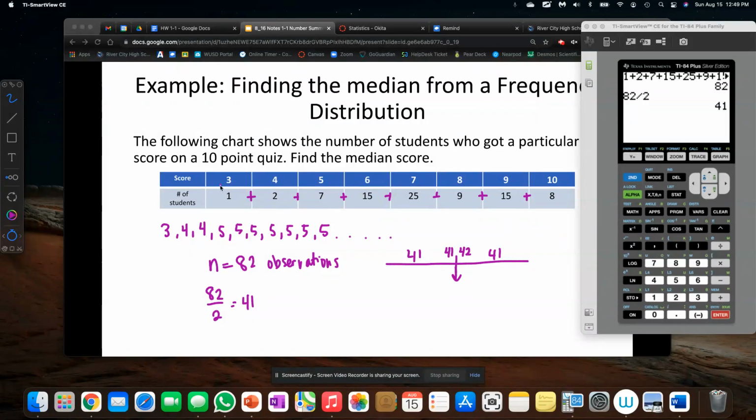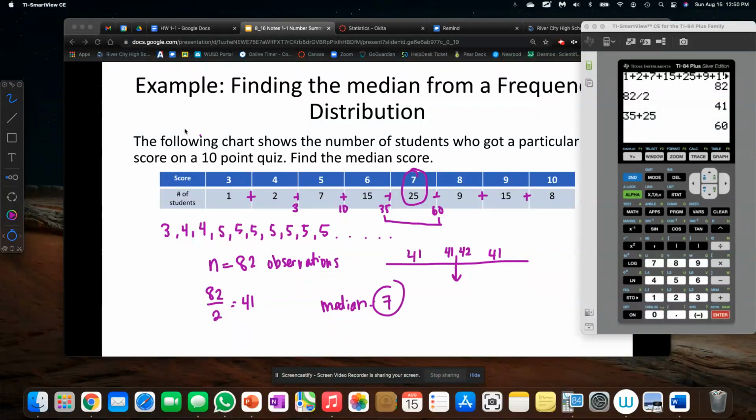To figure out where that is, we need to figure out the cumulative counts. So 1 plus 2 is 3, so 3 observations are from here and below. 3 plus 7 is 10, so 10 is from here and below. 10 plus 15 is 25, that's here and below. Let's see, 35 plus 25 is 60. So that means 60 is here and below. That would mean that our 41st observation is going to be between the 35 and the 60. That means our median score is going to be 7.